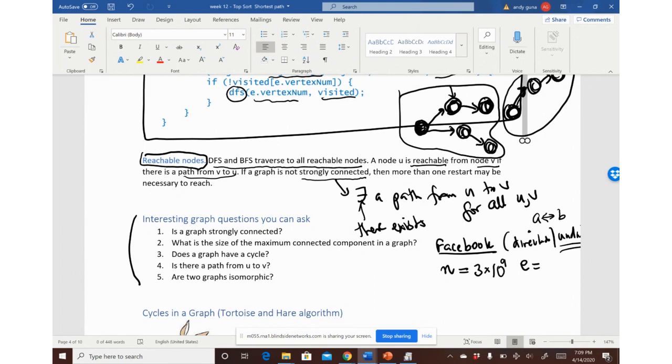Facebook is undirected. Does anyone know how many people use Facebook? I mean, how many people have accounts, not use Facebook, right? 2.45. Okay, I'm pretty close. So it's 3 billion, right? Now, how do I estimate the number of edges in this graph of 3 billion?